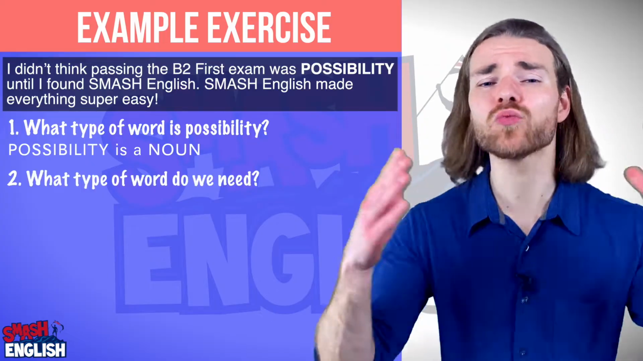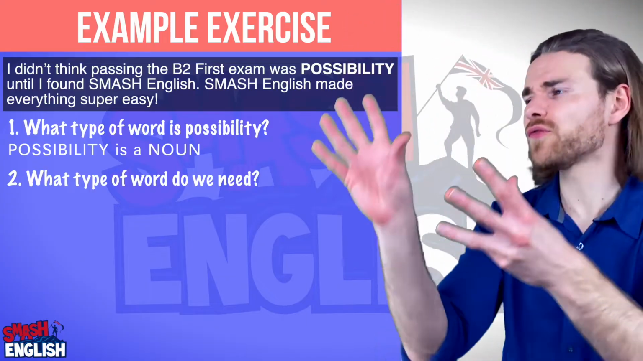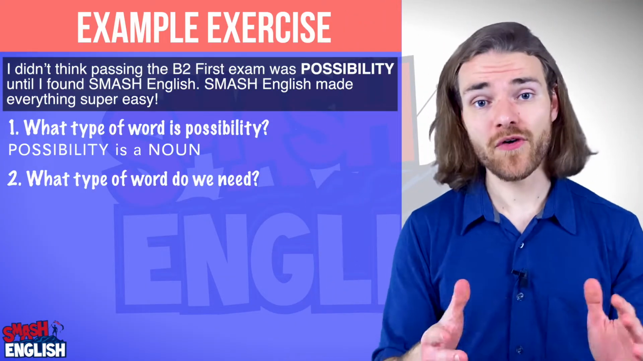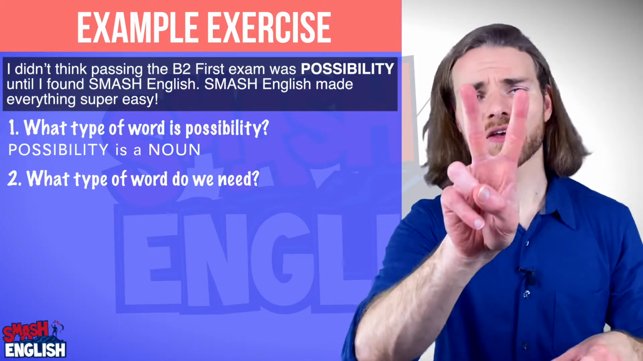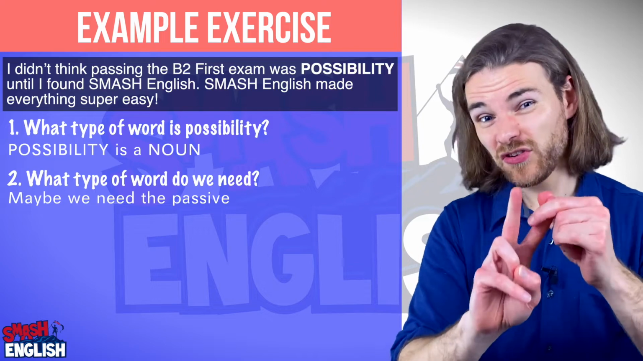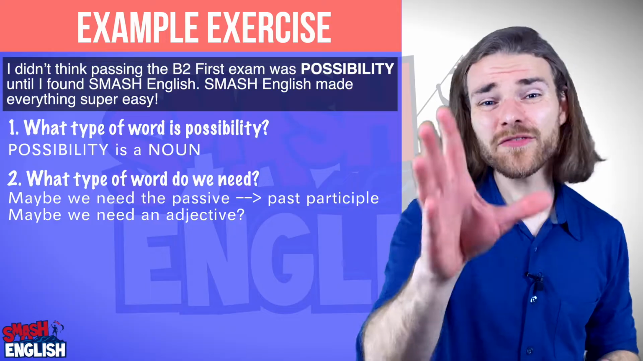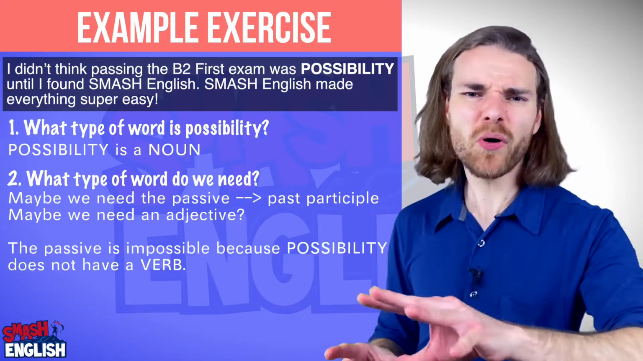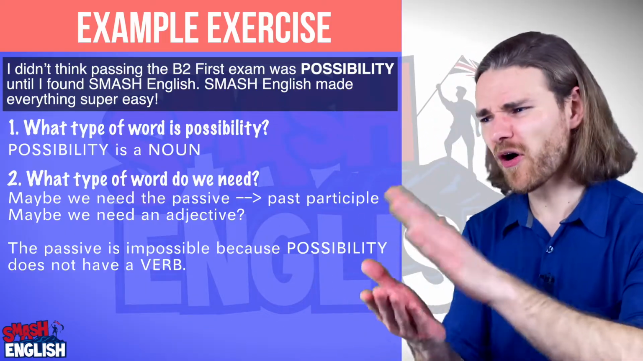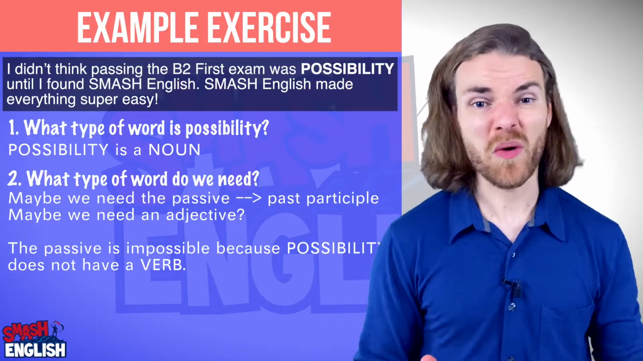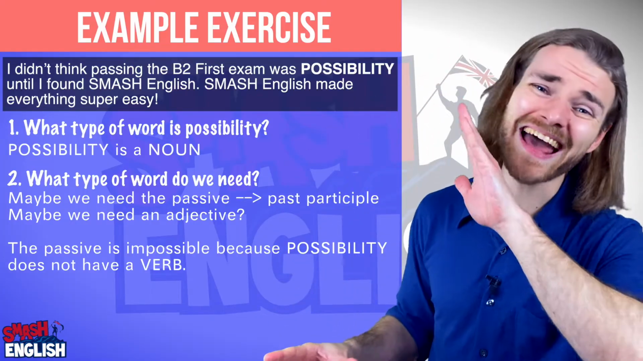Now let's think about what type of word we need. Well, first we have passing the B2 First exam, and then we have the verb be in the form of was. This could mean 2 things. We either need the passive, so we need a past participle, or we need an adjective. The passive would be really strange here, because possibility does not have a verb. So how can we make a verb in the past participle form to go into this space? Well, we can't do it. So no, it's not the passive. That means we need an adjective.